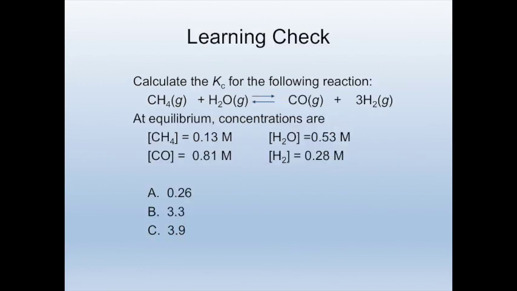Here is another example. What is the equilibrium constant for the reaction of methane and water to form carbon monoxide and hydrogen gas? At equilibrium, the concentrations are 0.13 molar methane, 0.81 molar carbon monoxide, 0.53 molar water vapor, and 0.28 molar hydrogen gas. The options are 0.26, 3.3, and 3.9 for the value of the equilibrium constant.